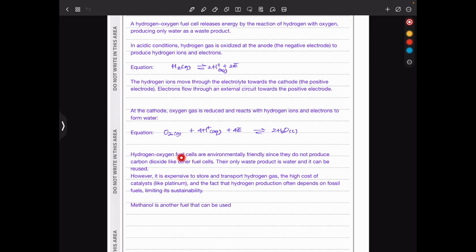The hydrogen-oxygen fuel cells are environmentally friendly since they do not produce carbon dioxide like other fuel cells. Their only waste product is water and it can be reused. However, it's expensive to store and transport hydrogen gas. The cost of the catalyst like platinum could be really high, and the fact that hydrogen production often depends on fossil fuels limits its sustainability. The alternative could be methanol, used in some fuel cells.